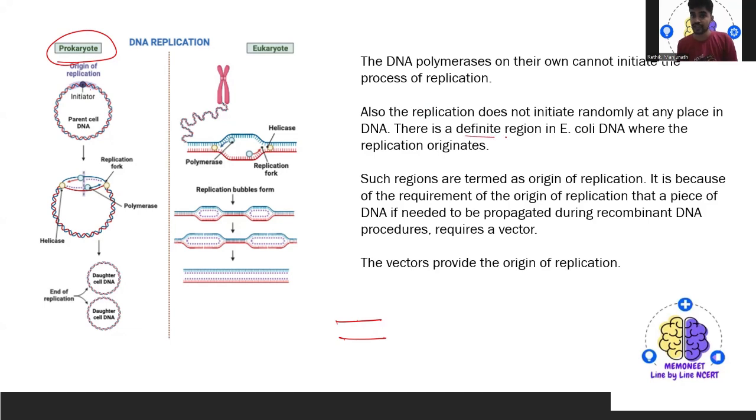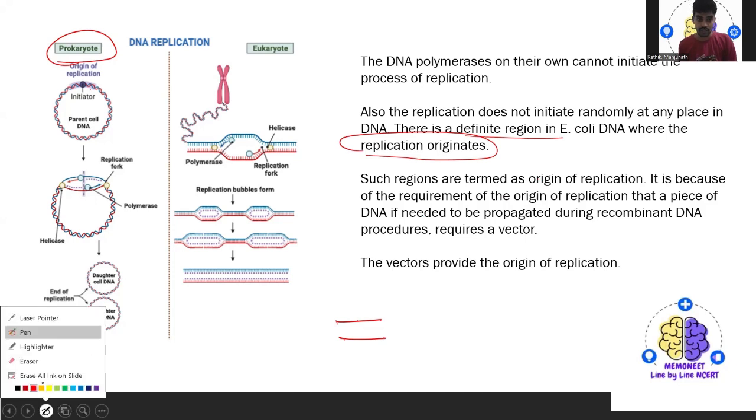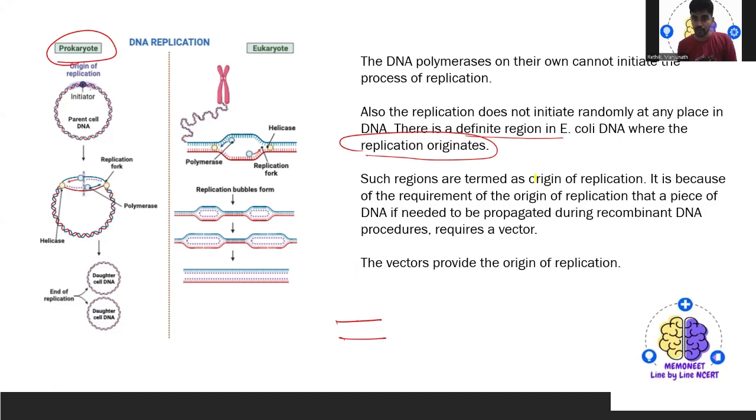There will be a specific place from where this DNA replication takes place. So there is a definite region in E. coli DNA where the replication originates. Such a region is termed as the origin of replication. So such a region is actually termed as what? Origin of replication. It is the region from where the DNA replication will take place, and the replication fork will start occurring.